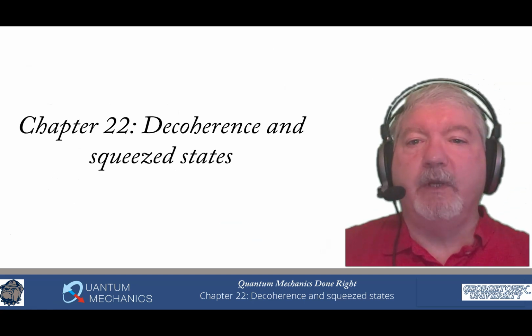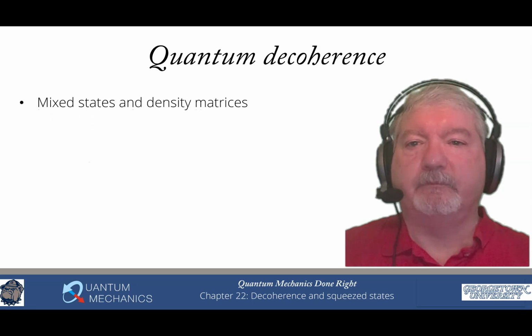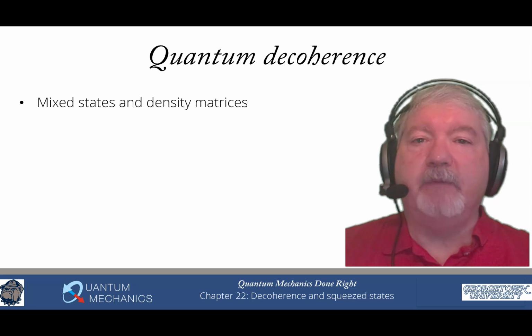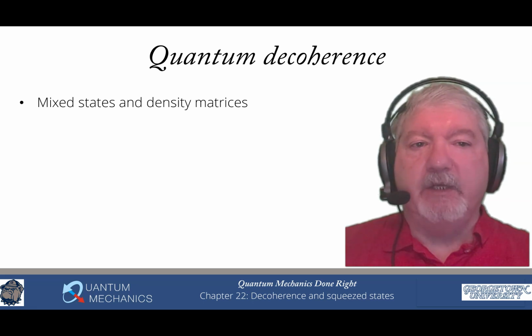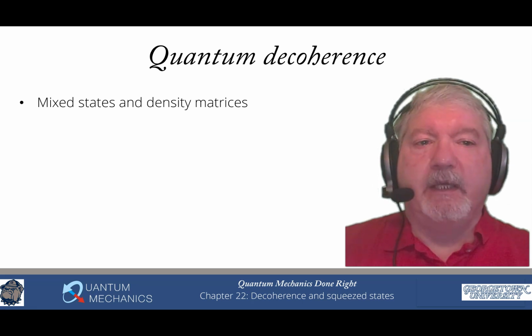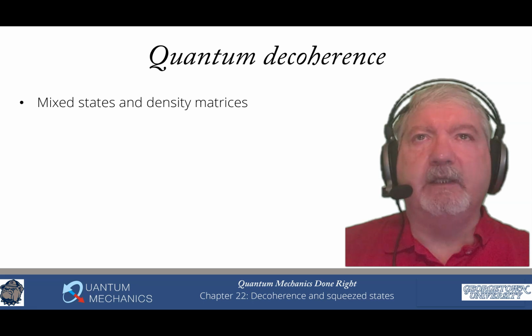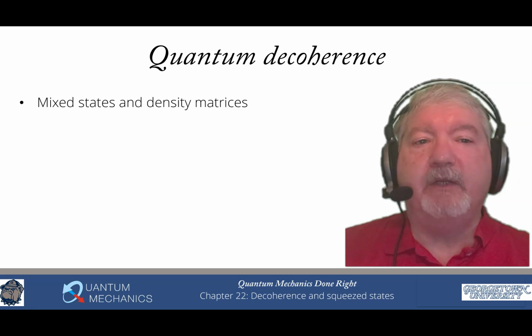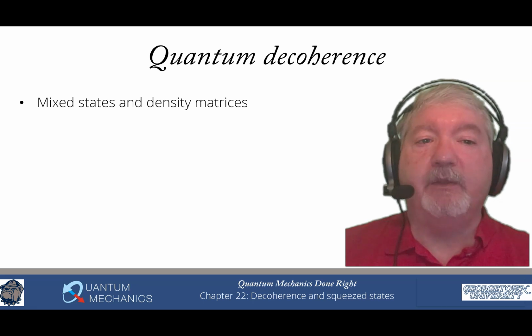Chapter 22, Decoherence and Squeezed States. We start the chapter off describing mixed states and density matrices. A mixed state is just a statistical distribution of pure states. It's not something that is particularly complicated, but it is a new wrinkle on the types of states that I can have in quantum mechanics. And as a result, we have to describe them using something called a density matrix as opposed to the states that we've been using before.